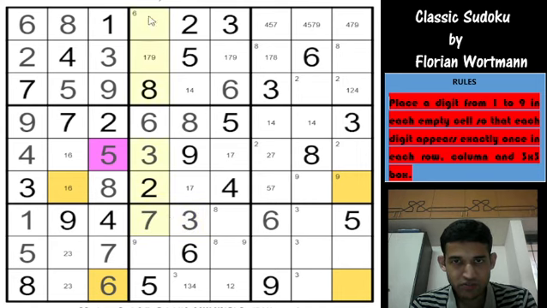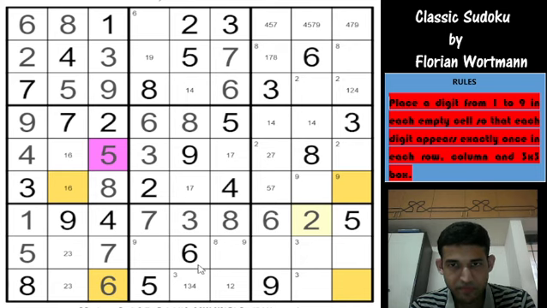So 7 in box 2 has only one cell left, so 7 goes here. This is not 7. 1 4 7 9 3 5 6, so I can place the 8 here and the 2 here to complete the row. So this is not a 3, right? So that's 1 and 4. 2 3 5 7 6 8, so that has to be 4 9. 2 3 6 8 5 7, so this is 1 4 9.